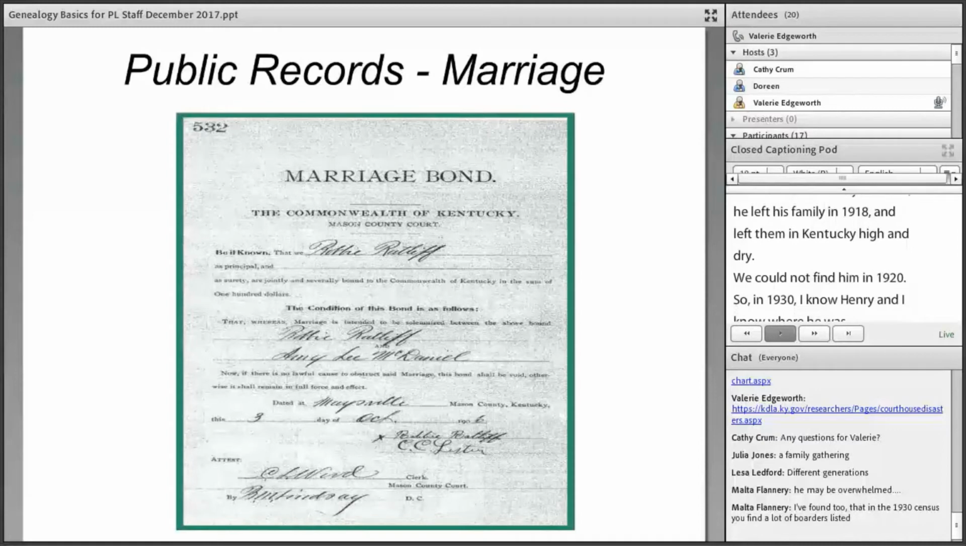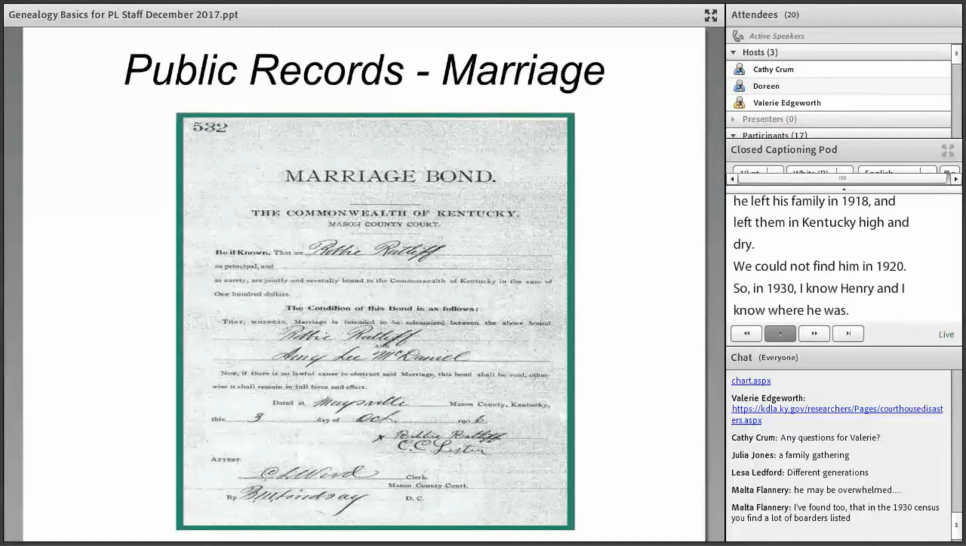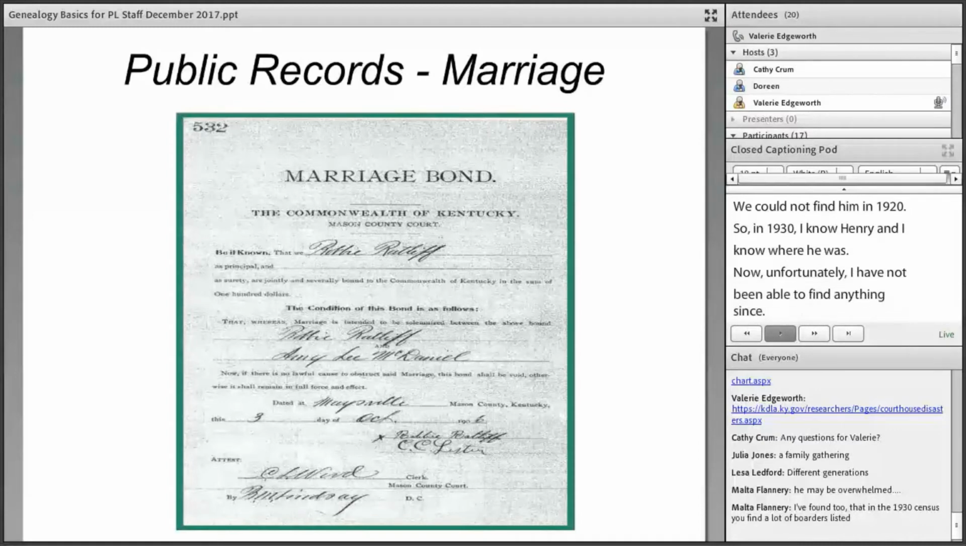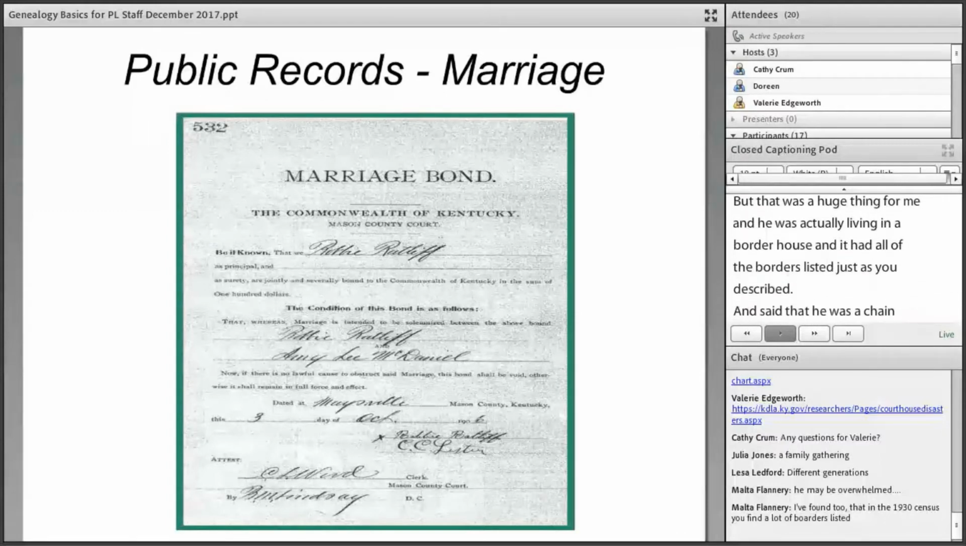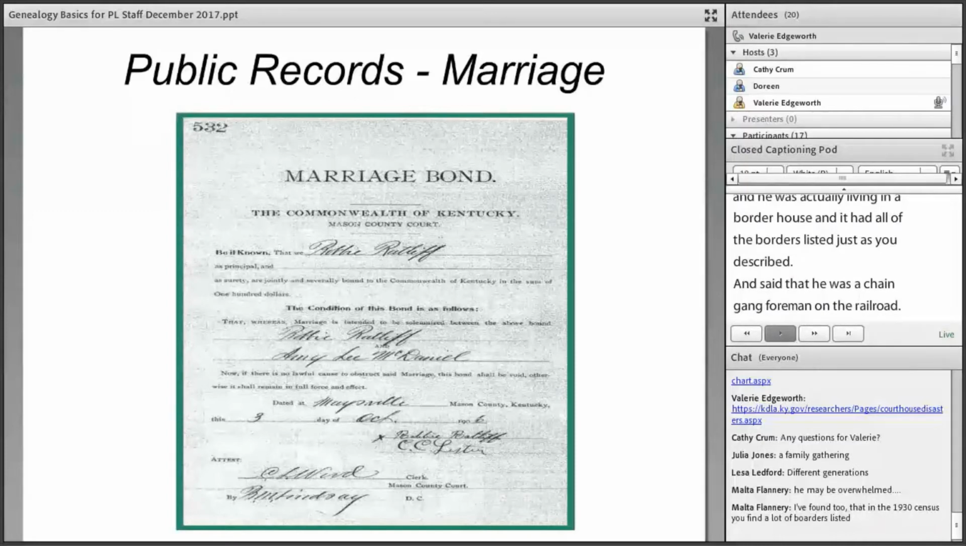Now, unfortunately, I haven't been able to find anything since. I found him in that 1930, but that was a huge thing for me. And he was actually living in a boarder house, and it had all the boarders listed just as you described, and said he was a chain gang foreman on the railroad. So again, vital information in those census records. Again, I apologize, but I know my own life better than anyone else's.